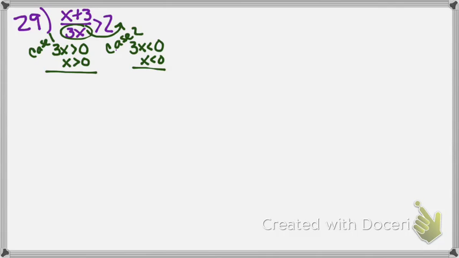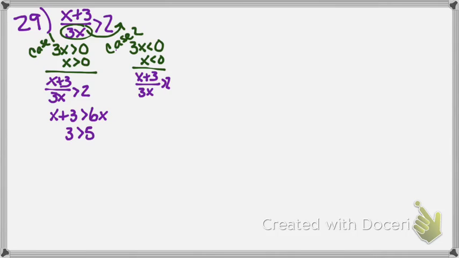Now I'm just going to copy the problem down twice. So I have x plus 3 over 3x is greater than 2, and I have x plus 3 over 3x is greater than 2. So I just copied it down. Now when I do the math, on the left-hand side, I'm going to multiply the 3x to the other side, subtract an x, divide out the 5.